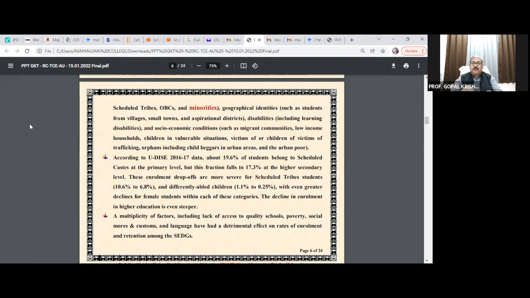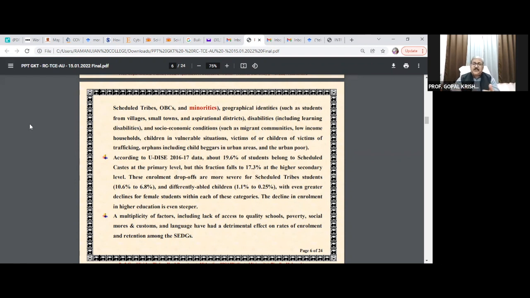Then this SEDG group includes people having certain disabilities. There may be learning disability, there may be hearing impairment, there may be physical, orthopedic related disabilities, different sorts of disabilities we are aware of. So based on that, those people are also included in this group.